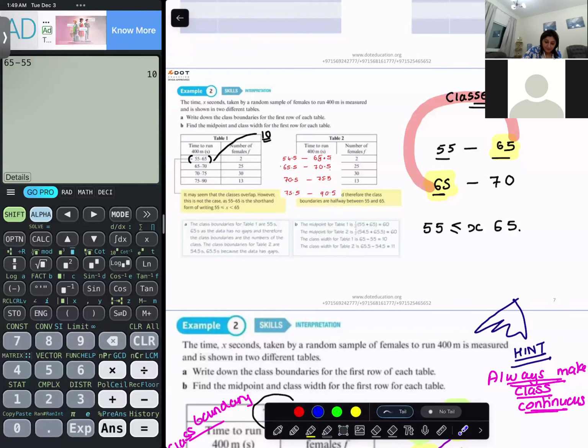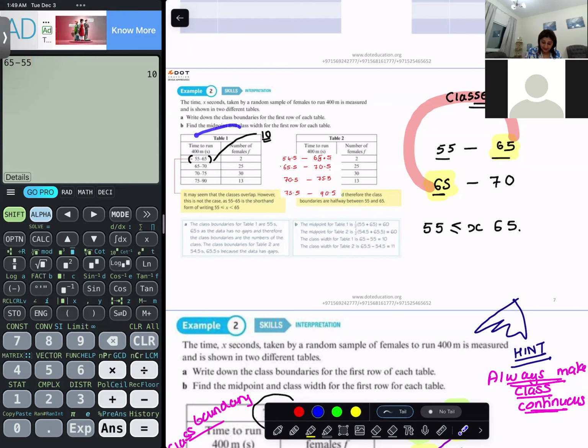So let's do a recap over here. The class boundaries for table 1 would be 55, 65, 70, and 75. And the class boundaries for table 2, where the data was not continuous, I subtracted 0.5 and added 0.5 and made it continuous. So it became 54.5, 65.5, 70.5, and 75.5.